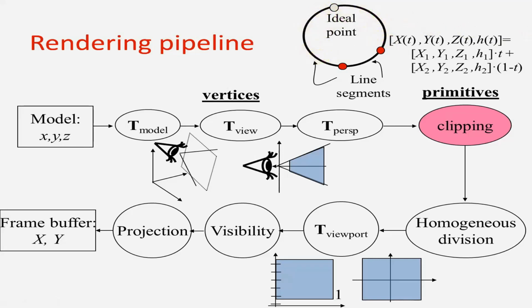One way to solve this problem is to clip away everything that is behind the front clipping plane before applying homogeneous division. Because homogeneous division would eliminate that extra information.